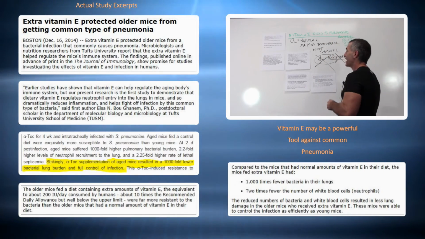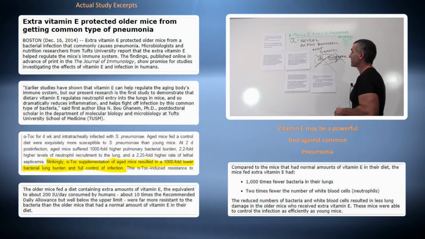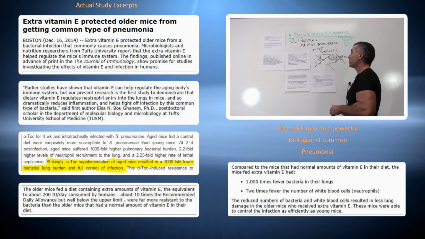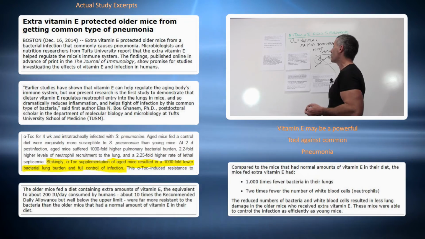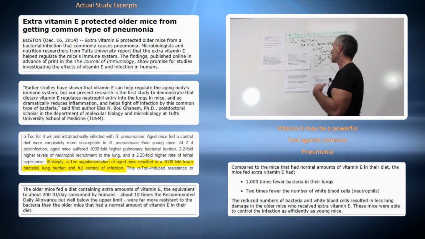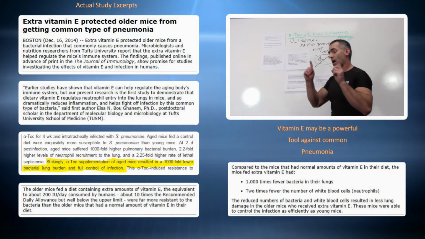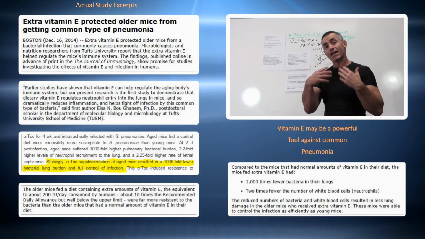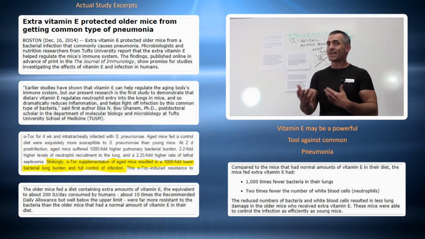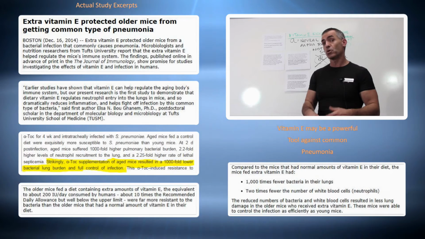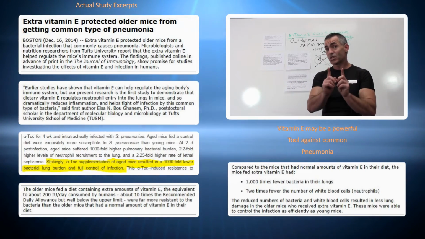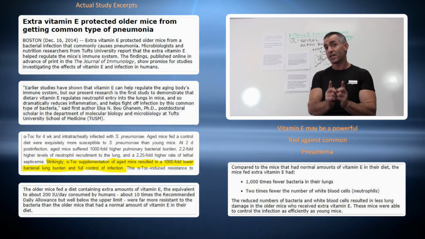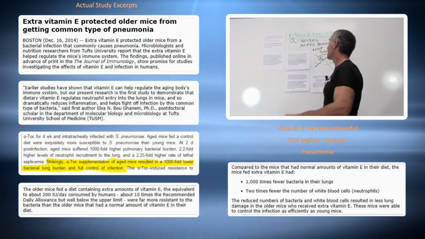At 2 days post-infection, aged mice suffered a 1,000-fold higher pulmonary bacterial burden, 2.2-fold higher levels of neutrophil recruitment to the lungs, and a 2.25-fold higher rate of lethal septicemia. Now, for the mice that got a little extra vitamin E, about 10 times the recommended daily allowance for humans, otherwise known as 200 IUs of natural vitamin E, this is what happened.